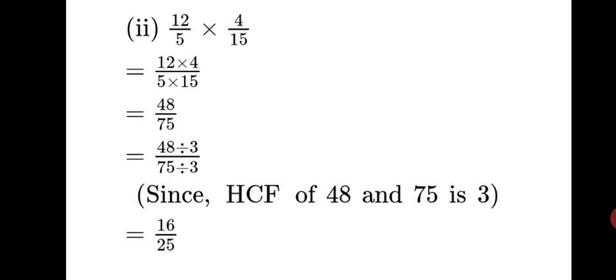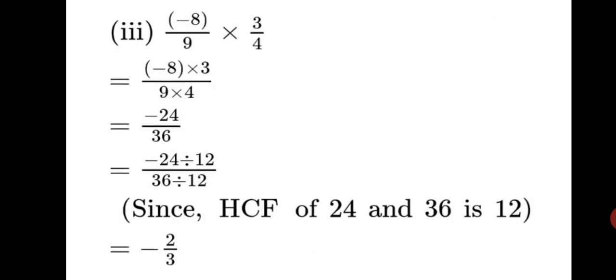So if you find reducing first and then multiplying easy, you can do it that way. Okay, both methods are allowed. First division, then multiplication, or first multiplication and then reduction. Okay, so see that if you are multiplying first, don't forget to reduce the number wherever possible.